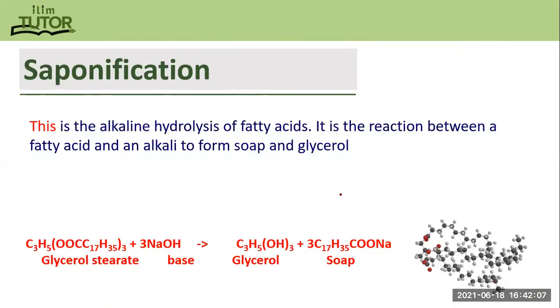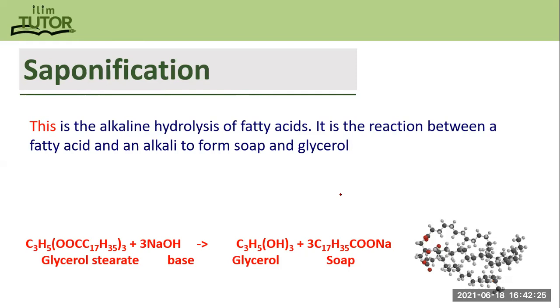Another chemical reaction is saponification. Saponification is the alkaline hydrolysis of fatty acids. It is the reaction between a fatty acid and an alkali to form soap and glycerol.